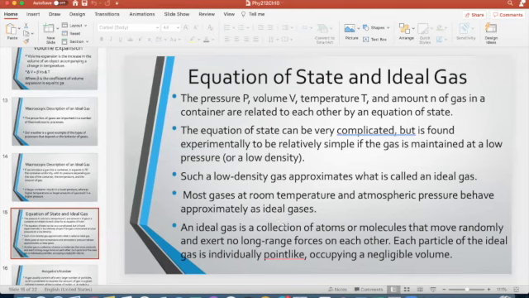All right, so an ideal gas is a collection of atoms or molecules that move randomly and exert no long-range force on each other, okay? So like we discussed in chapter 6 about collisions between particles, the collision is shortly lived. It happens in a split second, and then they go on about their way and bump into other things, okay? So the collisions between the gas particles don't last long.